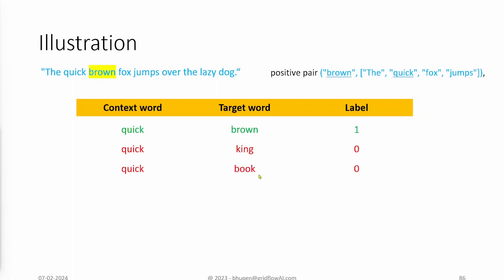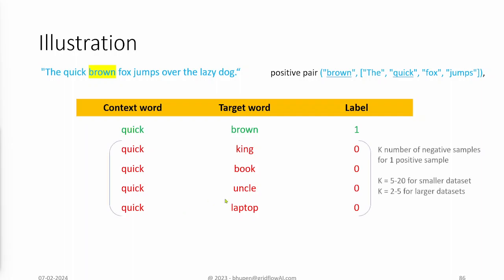Similarly, quick and book, randomly picked up, and that's 0 again. Some more negative samples: quick and uncle, and the label is 0 here. Quick and laptop, again label of 0. So now you notice we have two classes of data, two distributions. One is a positive case, and the other ones are negative samples.